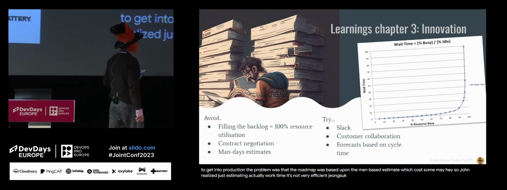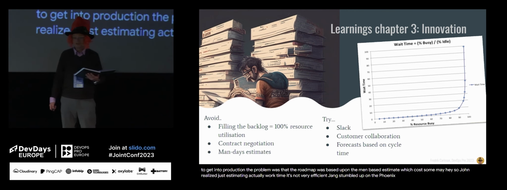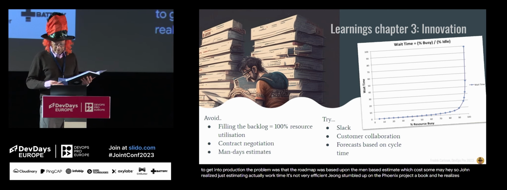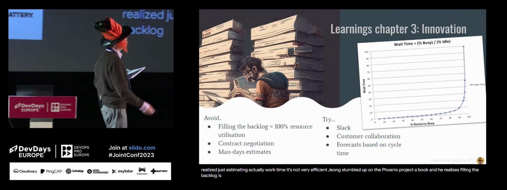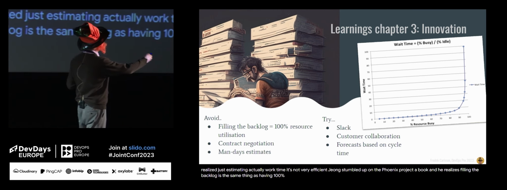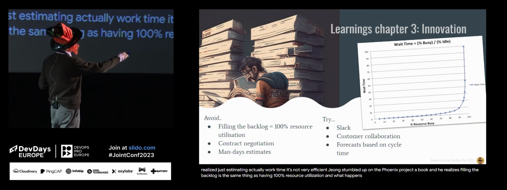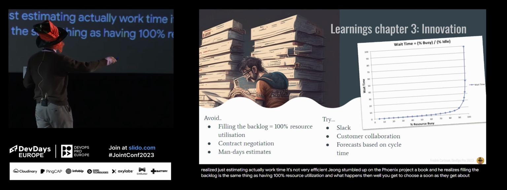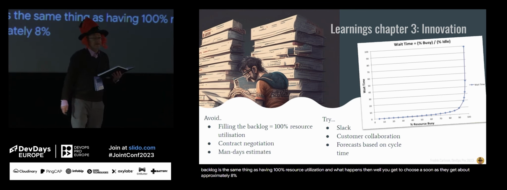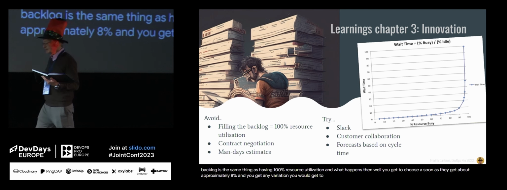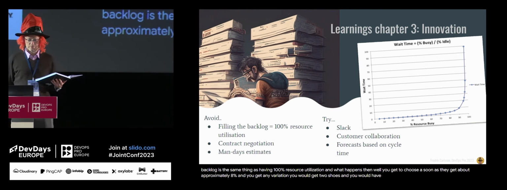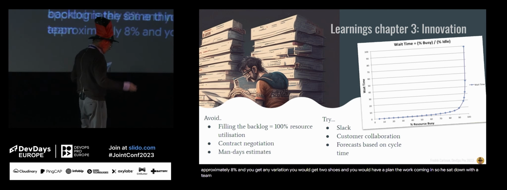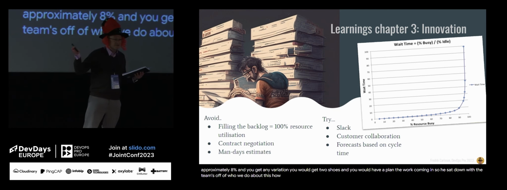John stumbled upon The Phoenix Project, a book, and he realized that filling the backlog is the same thing as having 100% resource utilization. And what happens then? Well, you get queues. As soon as you get above approximately 80% and you get any variation, you will get queues and you will have unplanned work coming in. So he sat down with the teams and asked, what can we do about this? How can we make this better?